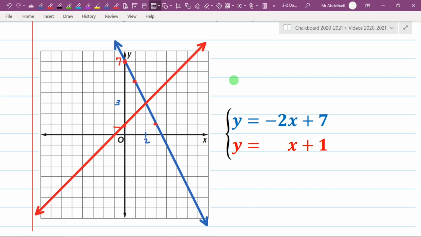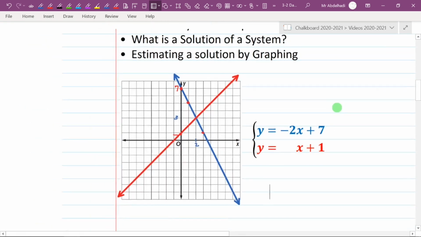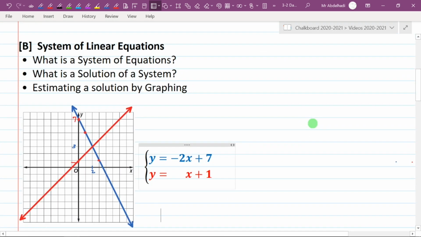Those are the two things you learned in Algebra 1. So this section is actually an Algebra 1 review. We're not going to spend a lot of time on this, but we're going to revisit substitution and elimination. Okay, so that's what a system is, and that's what the solution of a system is, and that's how you estimate a solution by graphing.